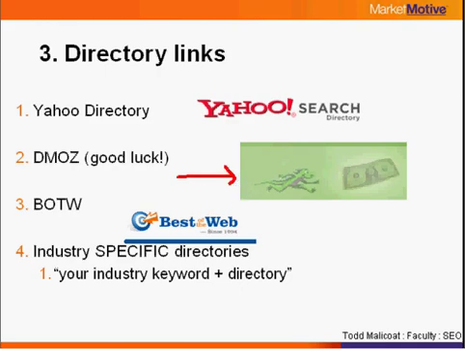The next one would be the Best of the Web directory, an old trusted directory, BOTW.org, and a great place to be. They're very active in the SEO conferences, a great group of guys as well, and an old trusted directory. The last thing to consider with directory links is just industry-specific directories. So if you're a business-to-business company, then business.com is a great directory. Maybe Thomas Register is a good place to be.